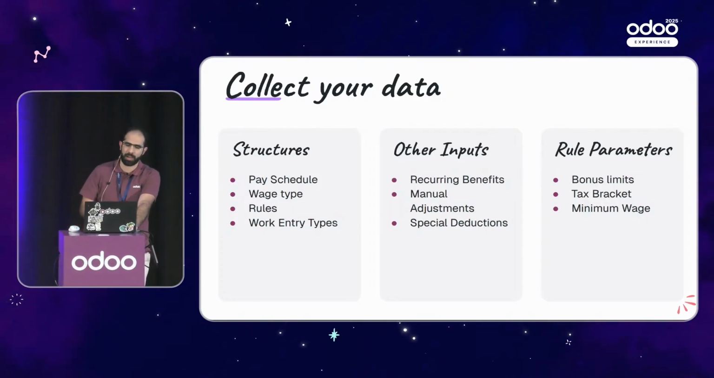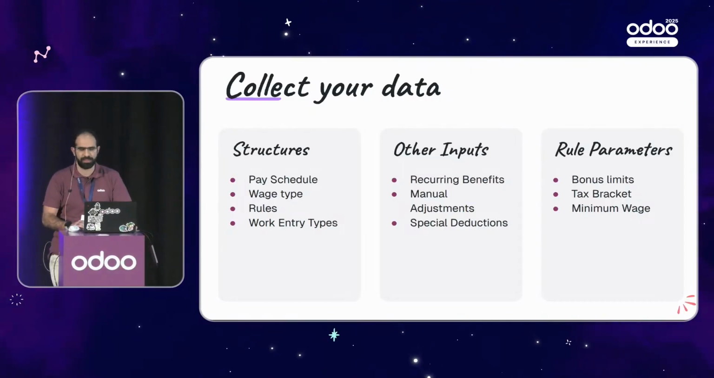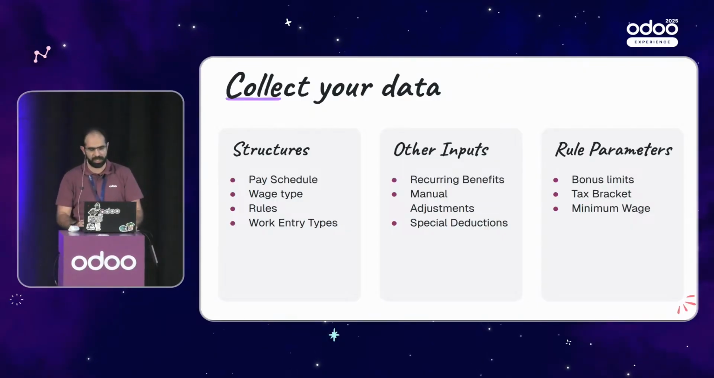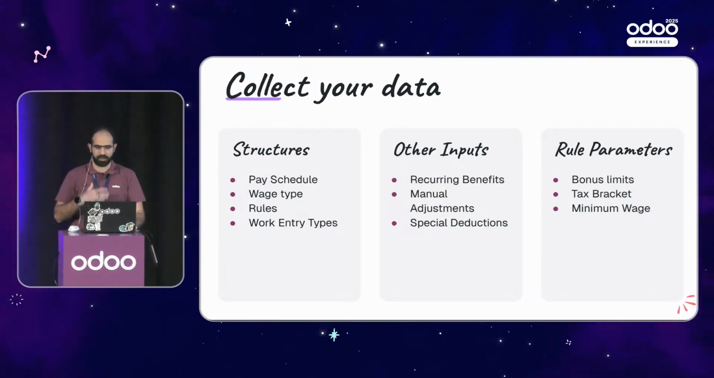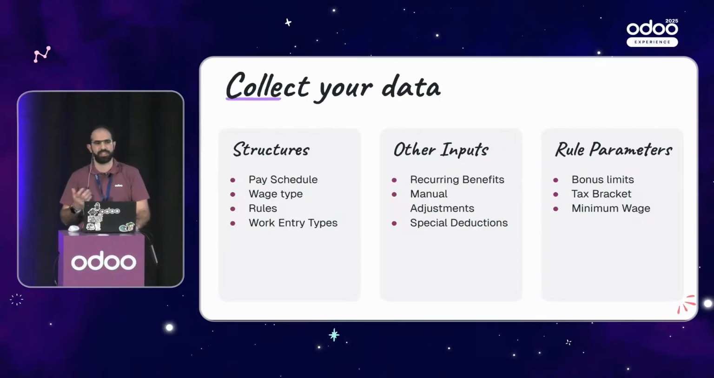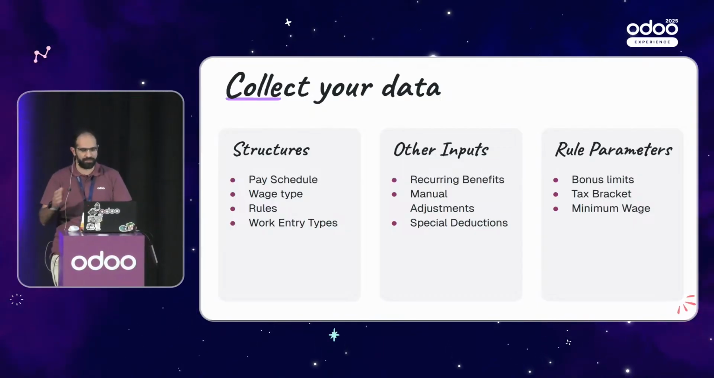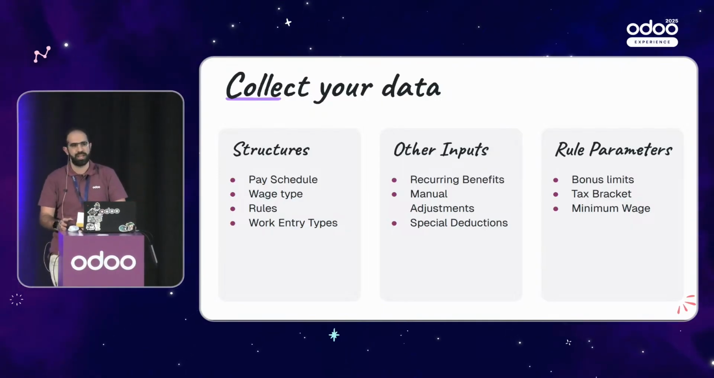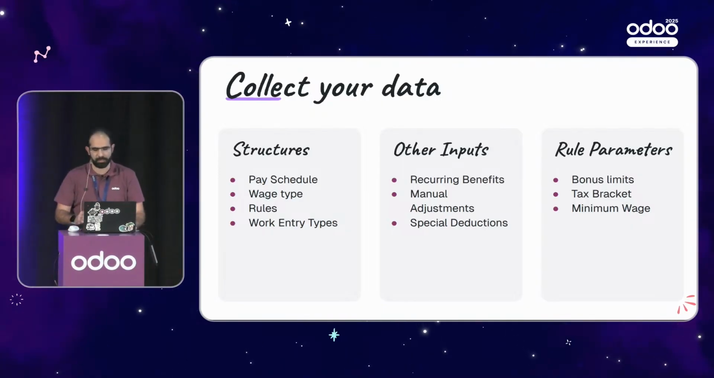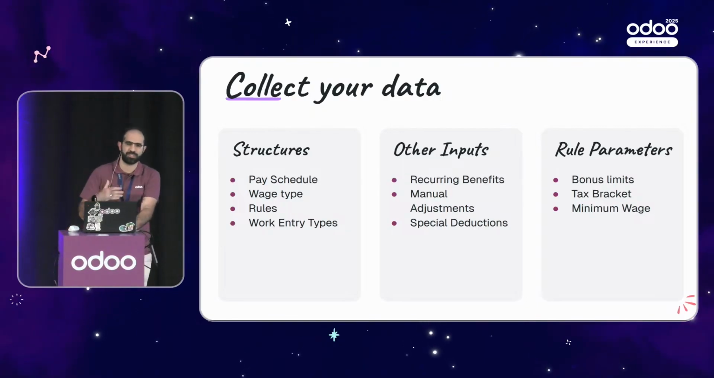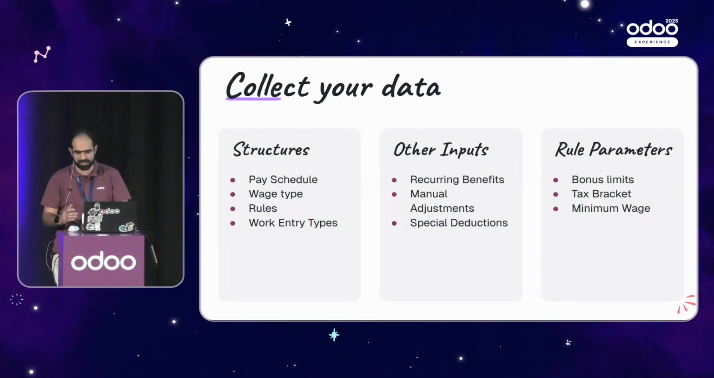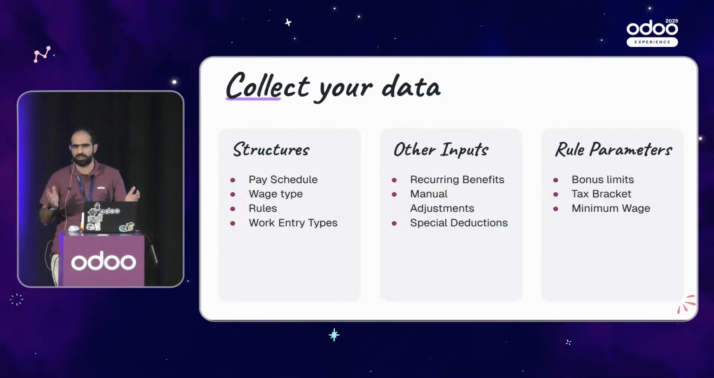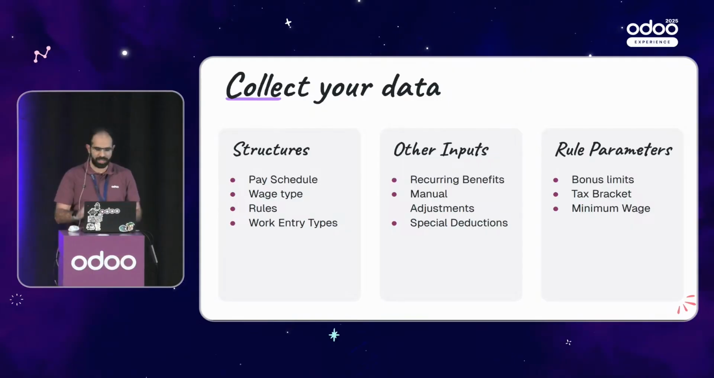They work with regular attendance, with unpaid time off, sick time off, and all the time off types. We need to collect data about the payslip inputs, like the recurring benefits. If their employees have a recurring benefit every month, if there is something like manual adjustments or special deductions that are added to the payslip every month, and the last thing is the rule parameters. If there are limits on these recurring benefits, if there are different tax brackets that are dynamic with the dates, is there a minimum wage we should look for? And with all of this data, we can start building the localization.